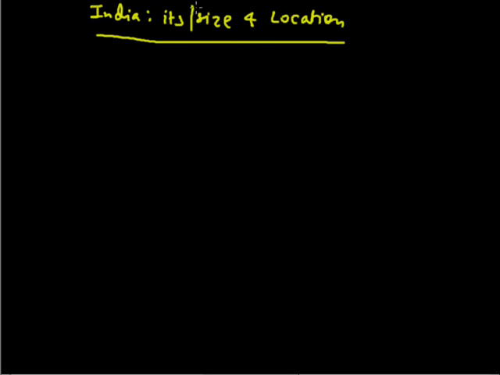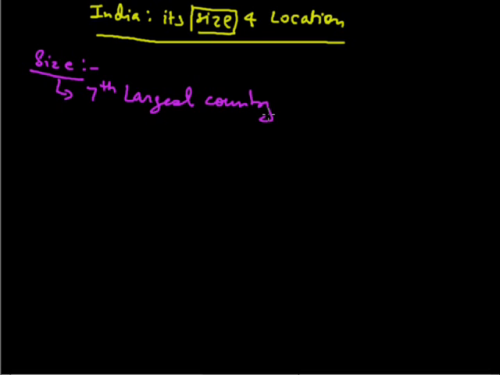Let's first do size. If we see the size, the size of India varies. Now, India, as you know, is the seventh largest country in the world. It means there are six countries larger than India. There are only six countries which are larger than India, and approximately about 200 countries are there in the world. So India is a big country. This shows.